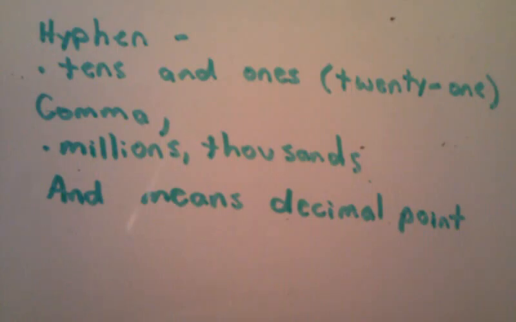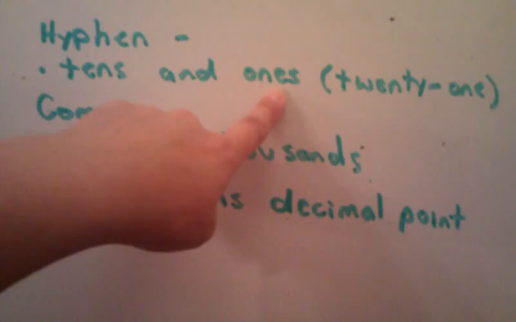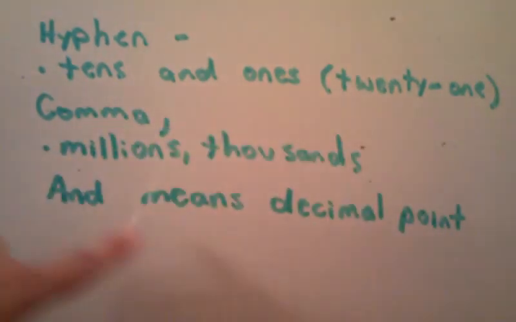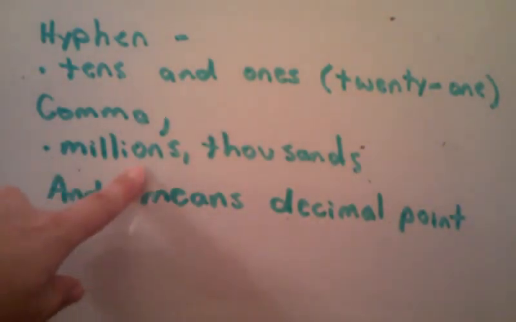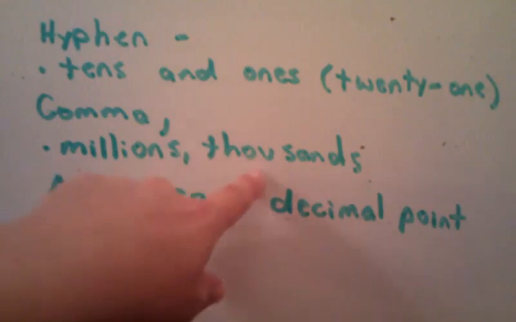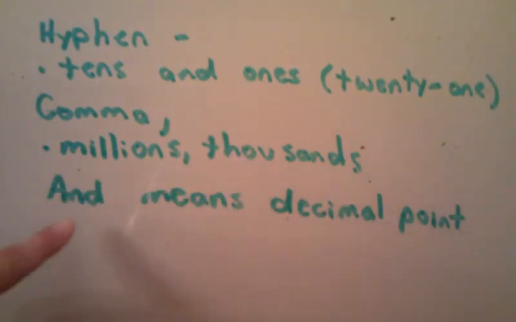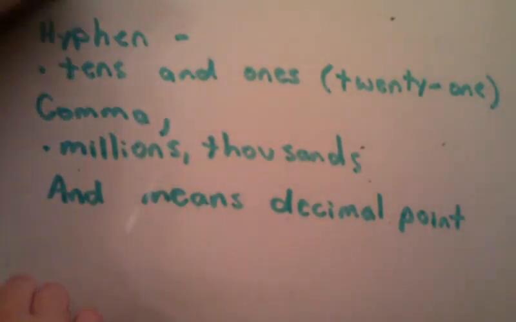Alright, so let's look at some of these problems. We said we use a hyphen to join tens and ones, like 21, 53. We use a comma. I call them, after our comma words. Million, we use commas after the millions place and after the thousands place. And the word and means a decimal point. Okay?